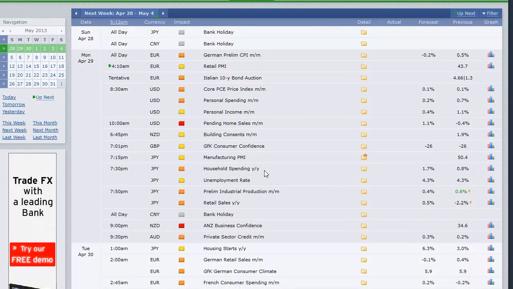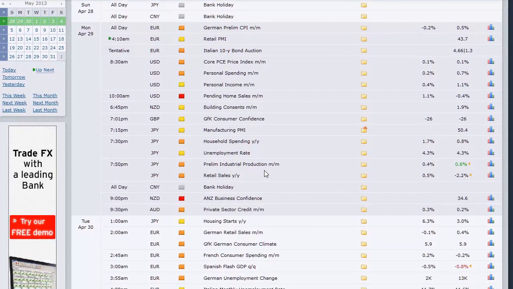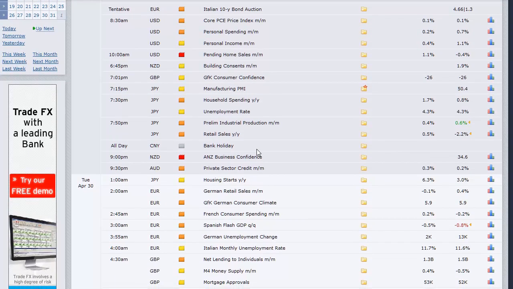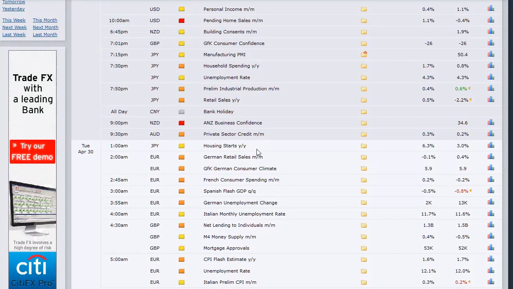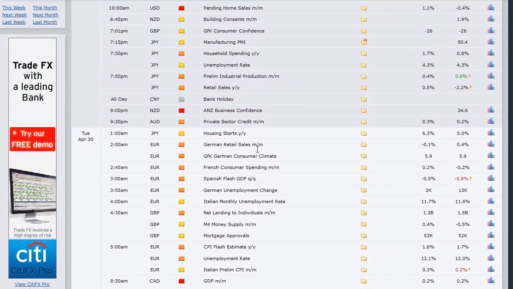Manufacturing PMI out of Japan, household spending out of Japan, unemployment rate out of Japan, industrial production, retail sales out of Japan, all coming in the evening here in the US Monday. Bank holiday for China again going into Tuesday.